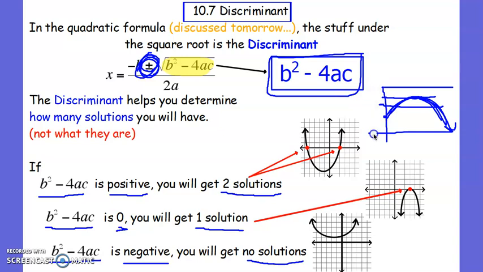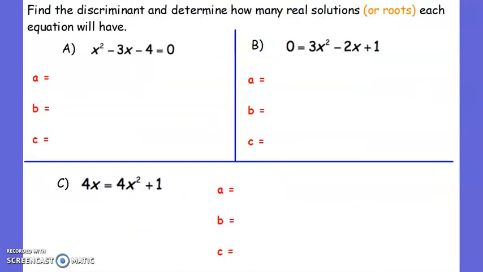So let's go on to the next page here, and let's talk about the details that go along with the discriminant. Get rid of all that extra writing there. So here are 3 different equations. Quadratic equations, note the x squared in each one of them.